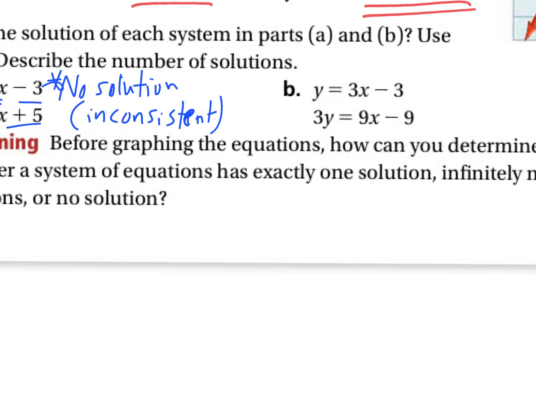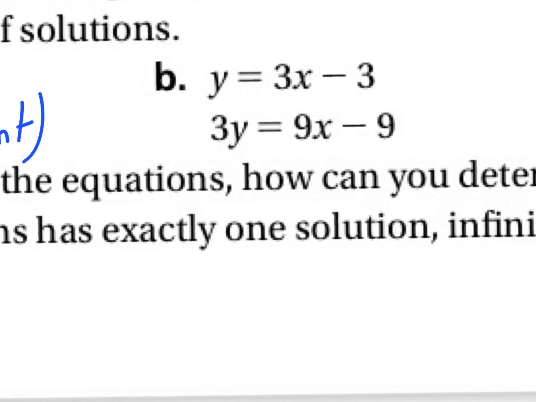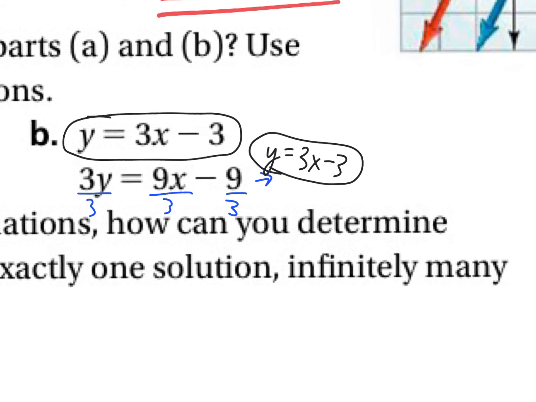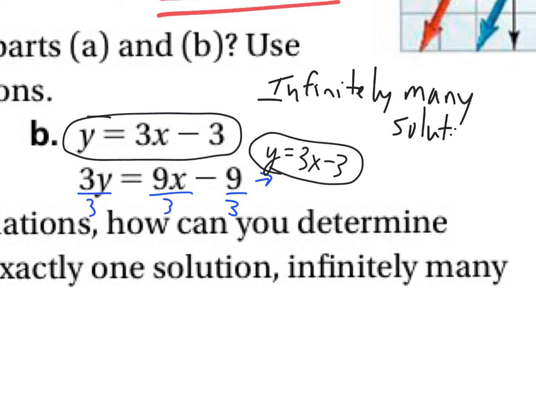Part B. On part B, the second equation is not solved for y. We can get there pretty quickly though. If we divide everything by 3, we've got y equals 3x minus 3. And look at that. Our other equation is y equals 3x minus 3. So that tells us these lines are the same, which means we have infinitely many solutions. And we could also say it is consistent and dependent.